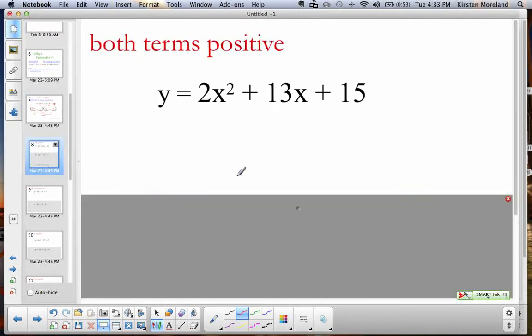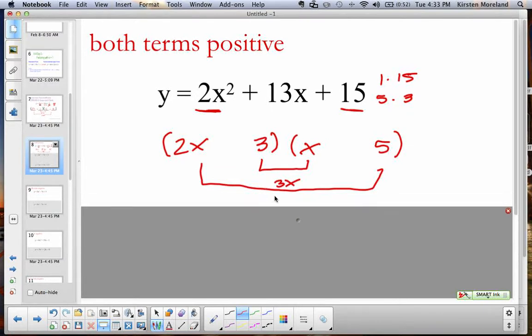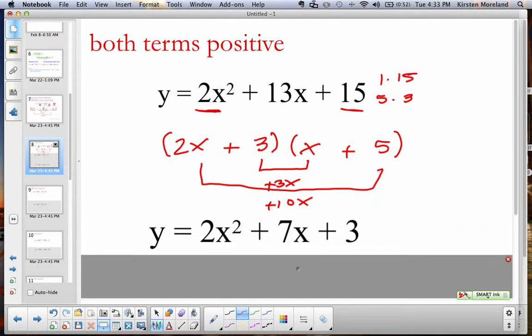All right, we're going to try a couple more here. So your first step is to always set it up with your parentheses. So you're going to need a 2x and an x to get your 2x squared. And then 15 has the option of 1 and 15, or 5 times 3. Now 5 times 3 looks like a better option for me. So I'm going to put the 3 here and the 5 here. And then check, that's a 3x. That is 10x. That adds to 13. I want a positive 3x and a positive 10x, so both of my factors need to be positive.